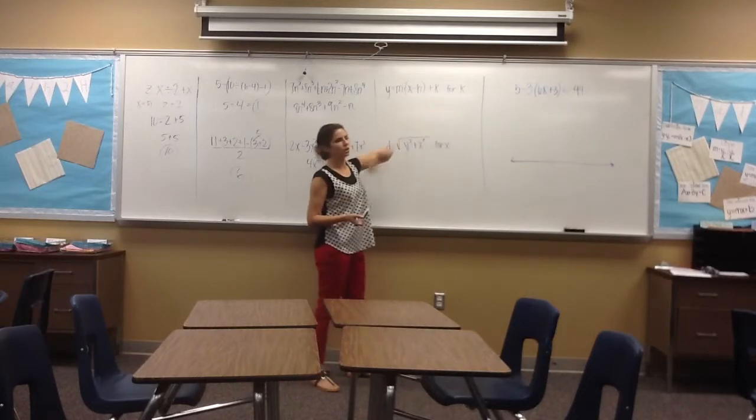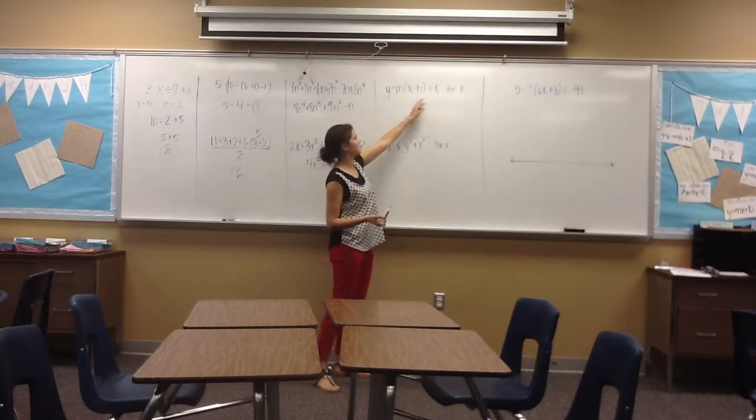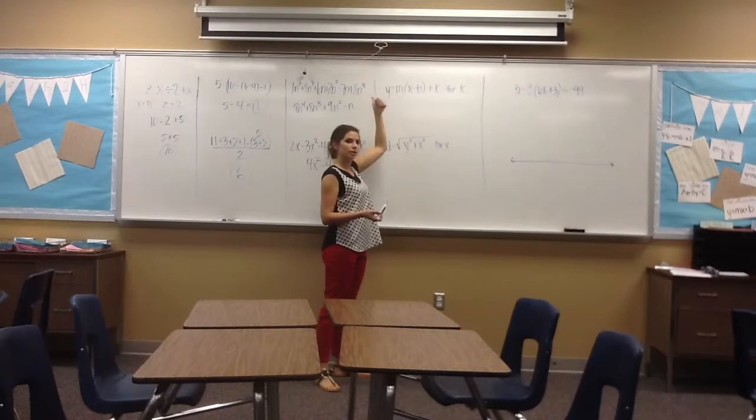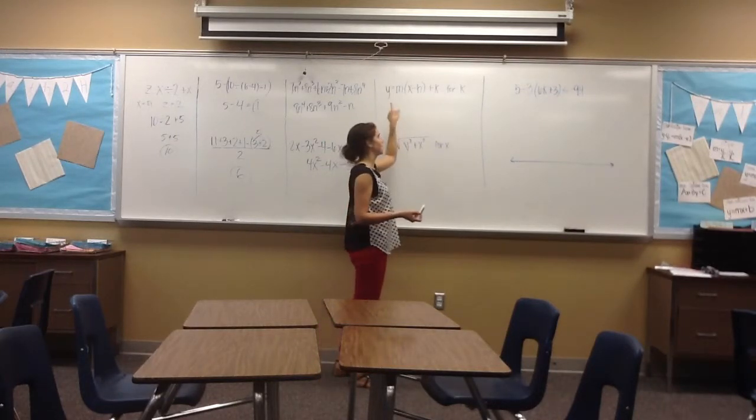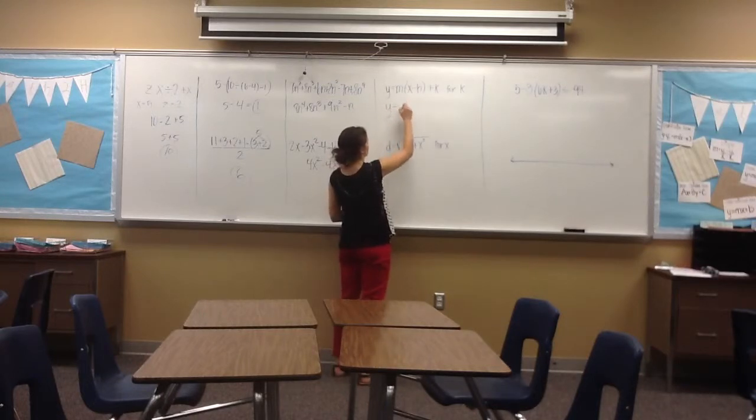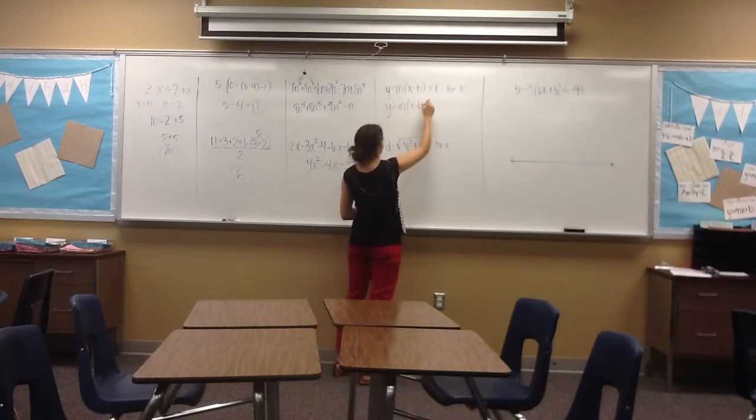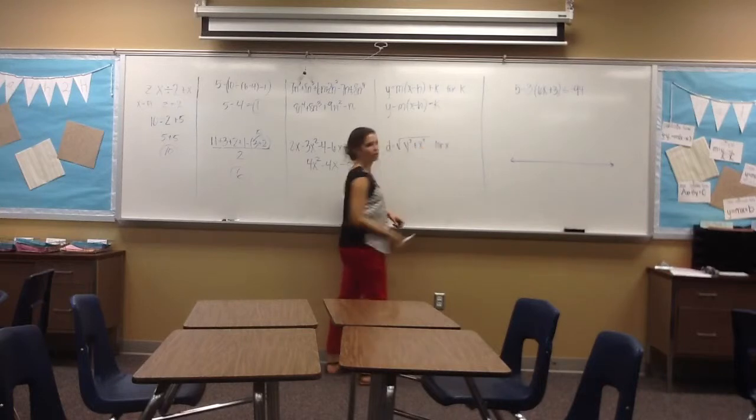For this one, if we're solving for k, we've got to get everything on this side onto the other side. Well, here it's being added to k, so then we're going to have to minus it over. So y minus mx minus h equals k.